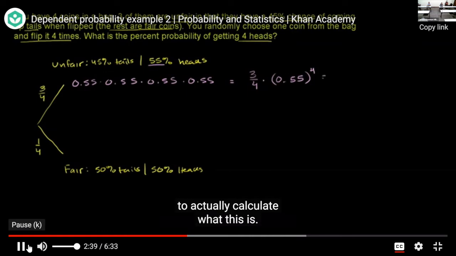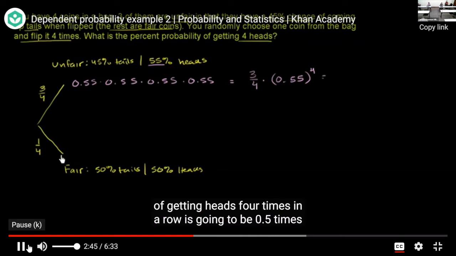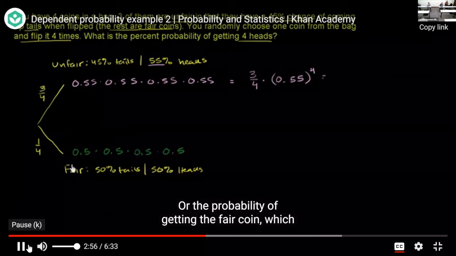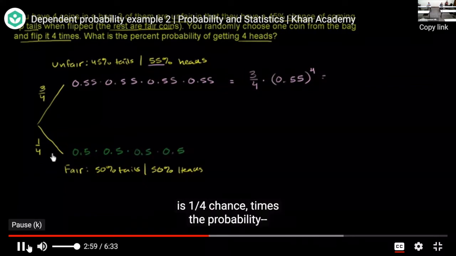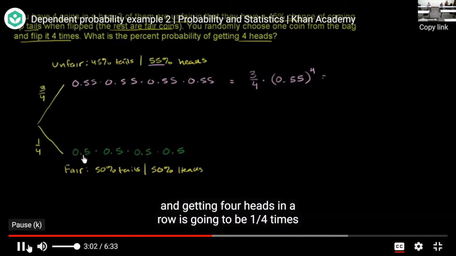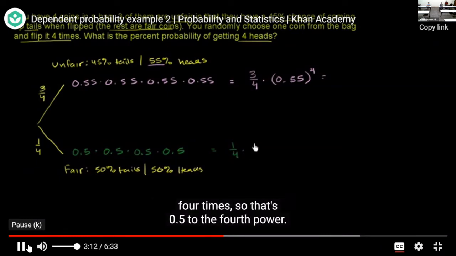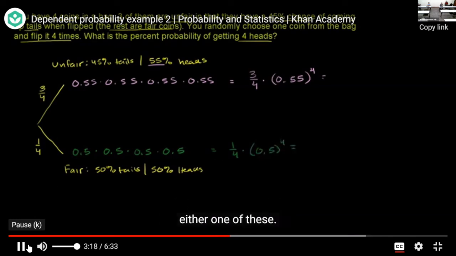Now let's do the same thing for the fair coin. If I did pick a fair coin, the probability of getting heads 4 times in a row is going to be 0.5 times 0.5 times 0.5 times 0.5. And the probability of getting the fair coin, which is a 1/4 chance, times the probability of getting 4 heads in a row is going to be 1/4 times all of this. So it's going to be 1/4 times, this is just 0.5 times itself 4 times, so that's 0.5 to the 4th power. So let's get the calculator out to calculate either one of these.